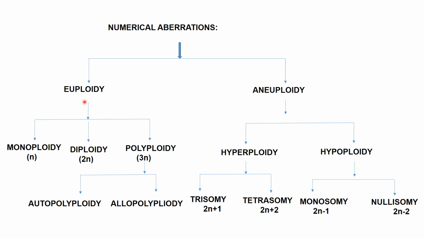Euploidy is again classified into 3 categories: monoploidy, that is n, diploidy, 2n, and polyploidy, 3n. It may be tetraploidy, it may be pentaploidy further. Polyploidy is again divided into 2 categories, autopolyploidy and allopolyploidy. Aneuploidy has 2 types, hyperploidy and hypoploidy. Hyperploidy is again classified into 2 types, trisomy and tetrasomy, 2n+1 and 2n+2. Hypoploidy has monosomy, 2n-1, and nullisomy, 2n-2. This is the classification of numerical aberration. This will be discussed in detail in the further slides.